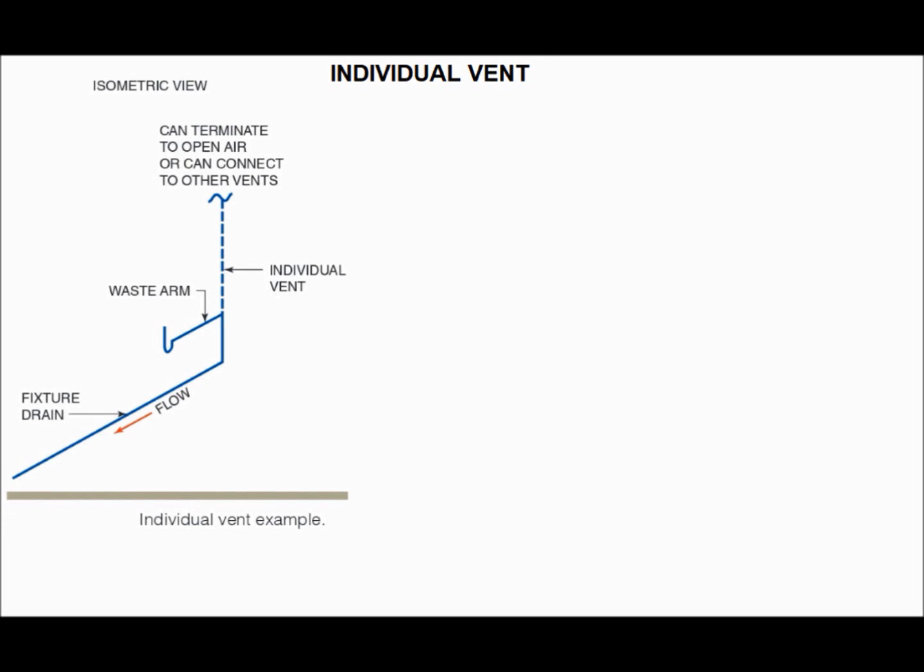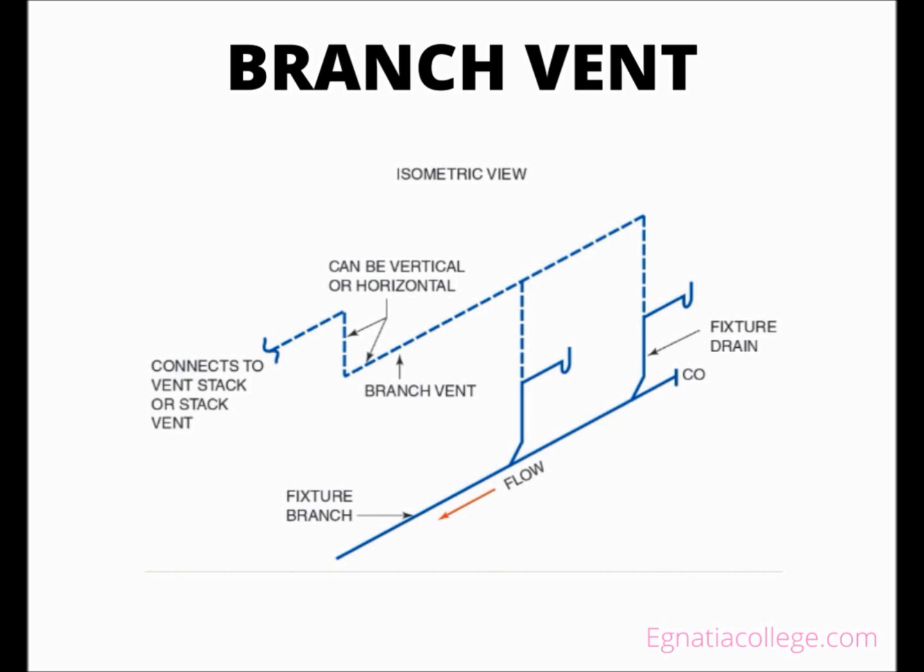Some code books indicate that an individual vent can also be a branch vent. This is because an individual vent serving one drain that is connected directly to a waste stack is essentially a branch vent. It must be at least half the diameter of the drain it serves, but no smaller than 1 1/4 inch.